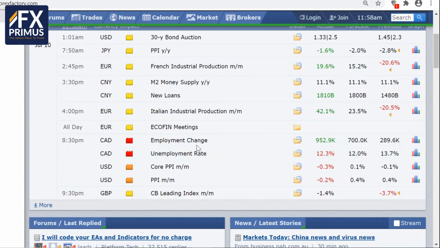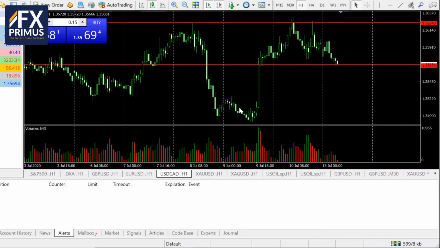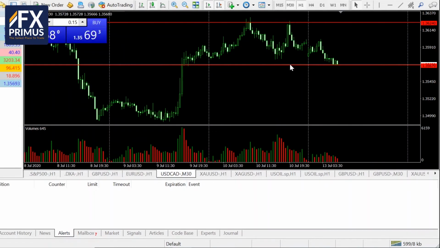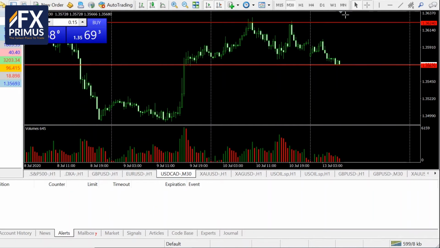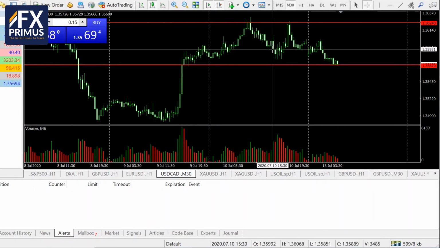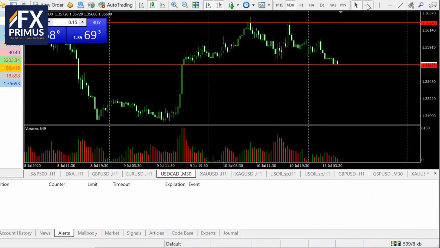So looking at the employment change data alone, again the data is positive, and we should be seeing the Canadian dollar strengthen. However, as you can see, at 8:30 p.m. when this announcement was made, the Canadian dollar actually weakened. This is the bar 1530 plus 5, 2030, which is 8:30 p.m.